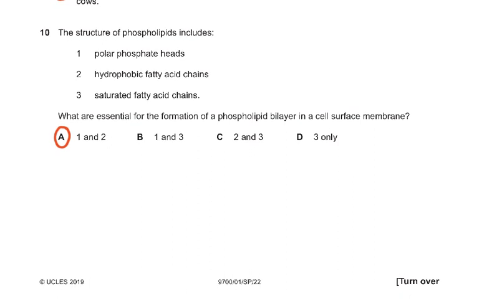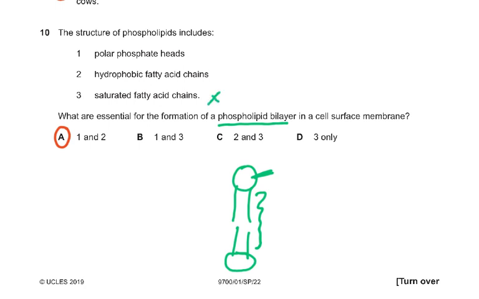The structure of phospholipid includes number one, polar phosphate heads, number two, hydrophobic fatty acid chains, number three, saturated fatty acid chains. Now, what are essential for the formation of a phospholipid bilayer in a cell membrane? Phospholipid bilayer is this. You see, whether they are saturated or unsaturated doesn't matter. It's the polar phosphate head and the hydrophobic fatty acid chains. The fatty acids may be saturated, may not be saturated. So 3 is not really needed.